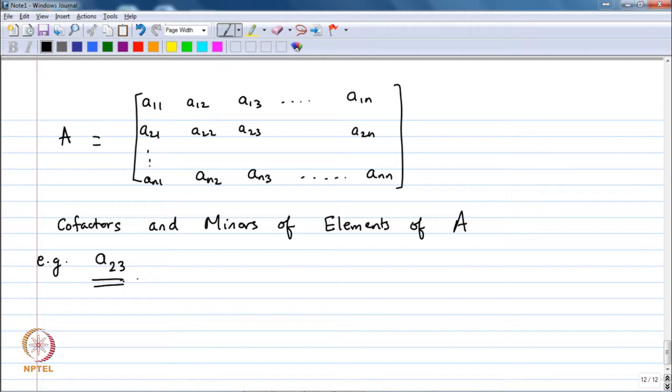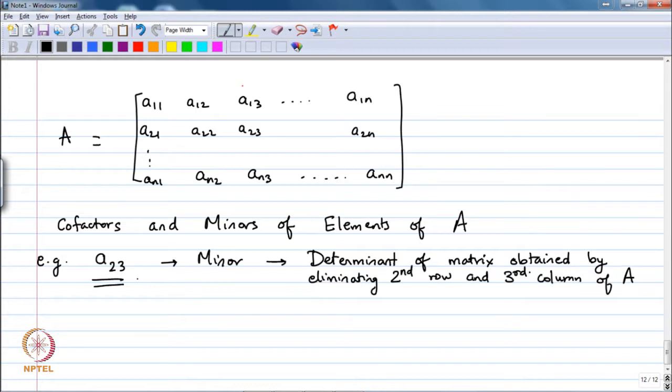So minor is nothing but the determinant of the matrix obtained by eliminating a row and column. What is done is, you want to determine the cofactor of this element A23. So you make a matrix, you look at this matrix where you have n minus 1 rows and n minus 1 columns. So one fewer row and one fewer column.